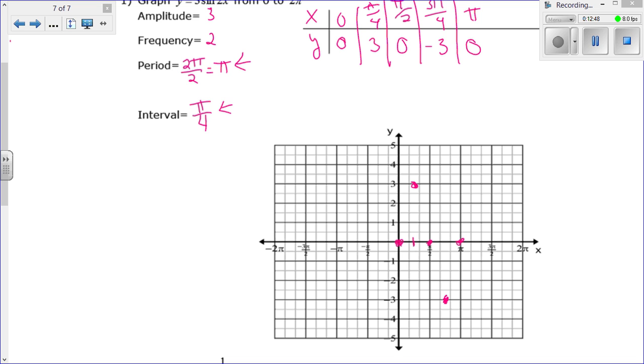And then I'm just going to repeat that pattern. Halfway in between, I'd be up at 3. And then I'll be down at 0. Halfway in between, I'll be down at negative 3. And then I'll go back up to 0. So my curve looks like this. Okay, it's a little harder to draw on the computer than I thought. And this is y equals 3 sine 2x.